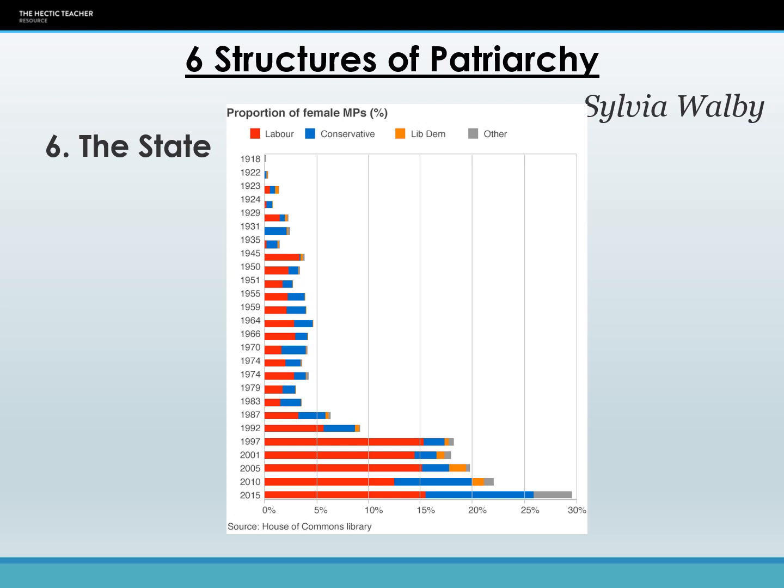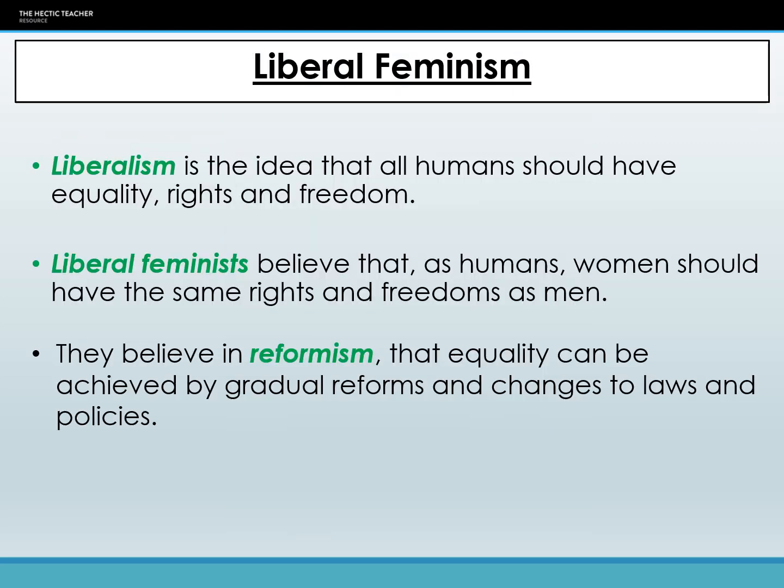So let's now start looking at the specific types of feminism. Now, obviously, we're not going to go into all of them because we'd be here forever. We're going to look specifically at liberal, radical, Marxist, and intersectional feminism. What they believe, what some of their ideas are, and then evaluating their strengths and limitations. So the first one, looking at liberal feminism.